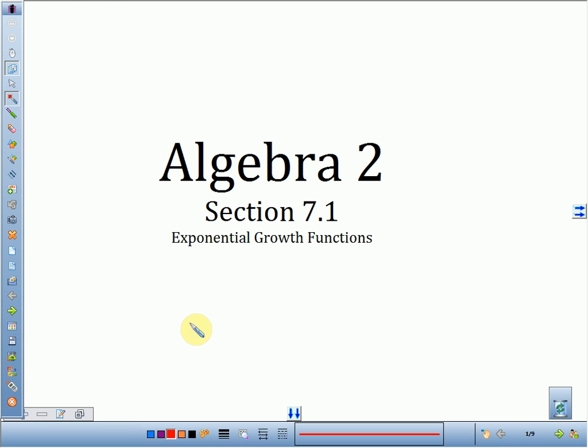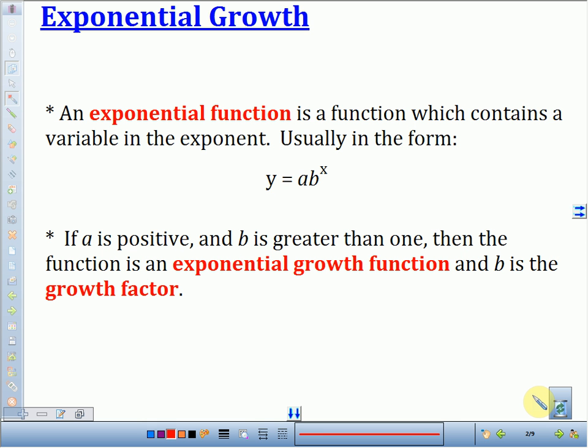All right, these are the notes for Algebra 2, Section 7.1. We're looking at exponential growth functions. And the first thing we want to do is deal with a little bit of vocabulary. Now, an exponential function is a function that contains a variable in the exponent. Usually it will be a number raised to the x power.